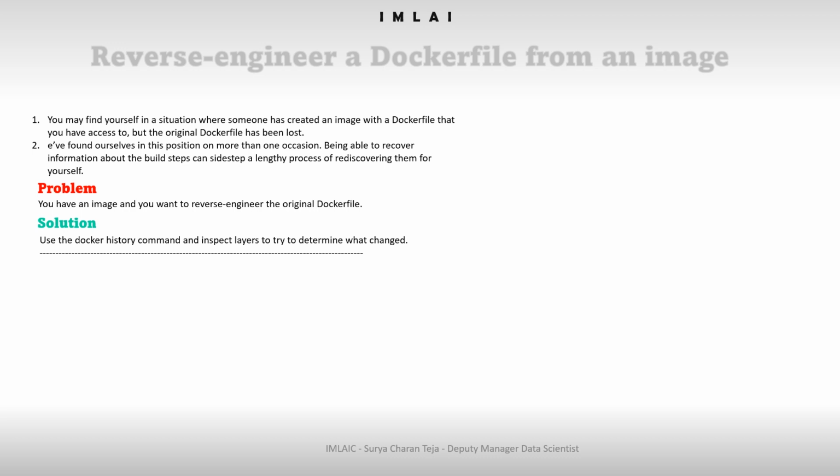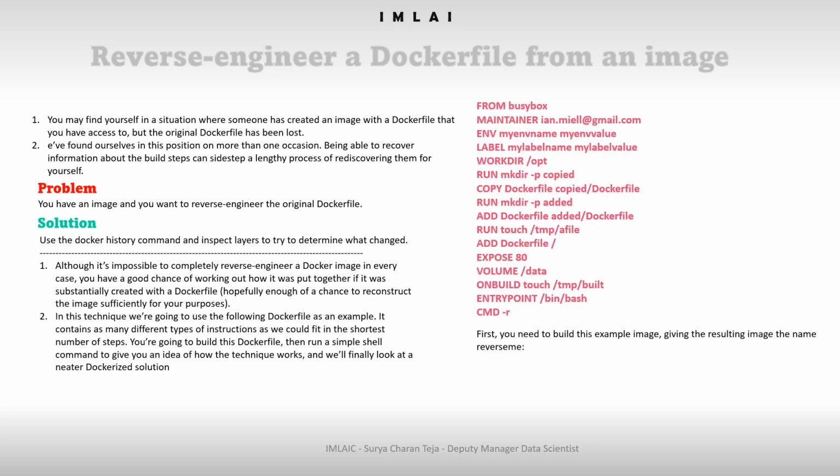In this technique, the docker history technique, we are going to use the following Dockerfile as an example that I'll show you on the screen. Here you can see on the right side the Dockerfile we are going to use. It contains as many different types of instructions as we could fit in the shortest number of steps. You are going to build this Dockerfile, then run a simple shell command to give you an idea of how the technique works, and we'll finally look at a neater Dockerized solution.